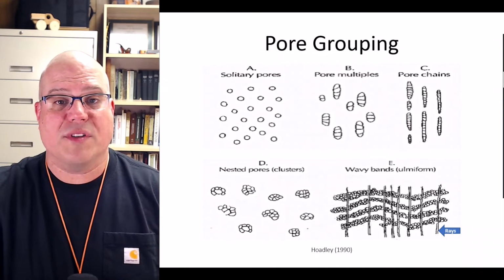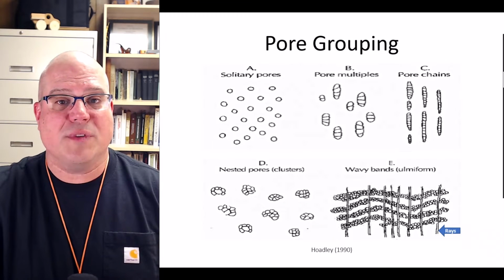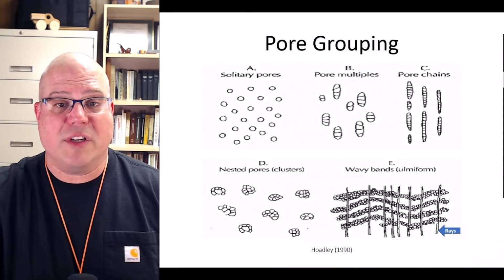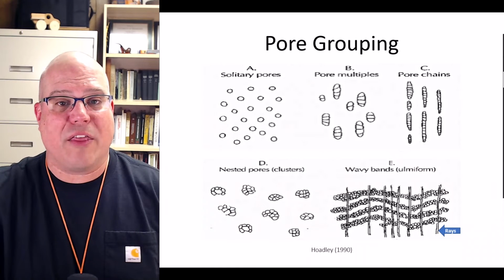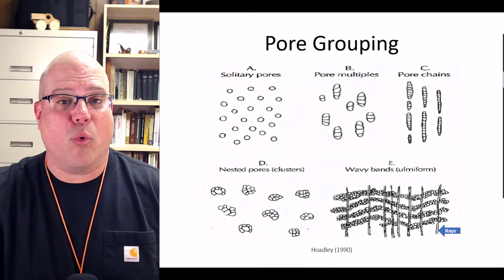Once we've identified the porosity of a wood, we need to look at how the pores are grouped. Some pores are all by themselves. We call those solitary pores. Others are grouped in twos and threes. We call those pore multiples. Sometimes those vertical groups become very long, in which case we call them pore chains. And sometimes pores group together vertically and horizontally into little roundish clumps we call clustered or nested pores.